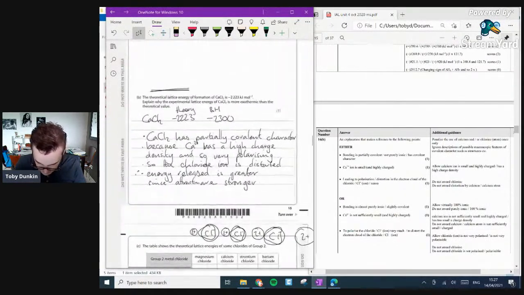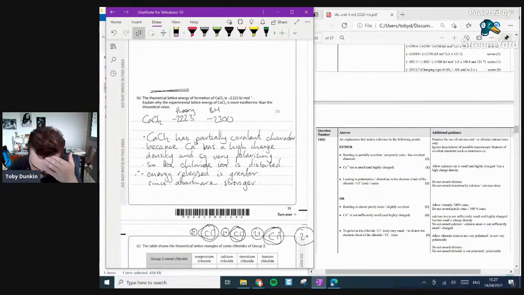Made a garbage mess of that. Let's see if I get the rest. Okay, 3 more. Explain why it's different. Bonding is partially covalent. Ca2+ is highly charged or has a high charge density, leading to polarization. I like it. Done.